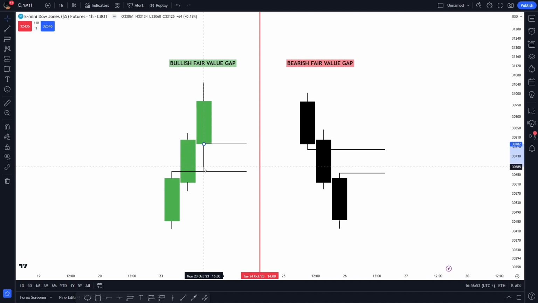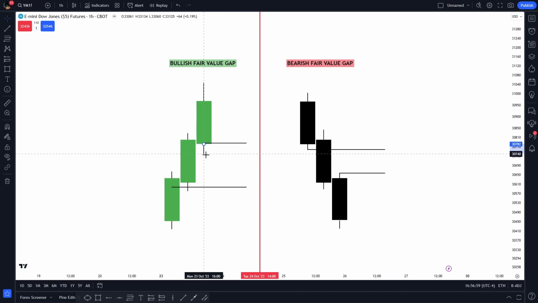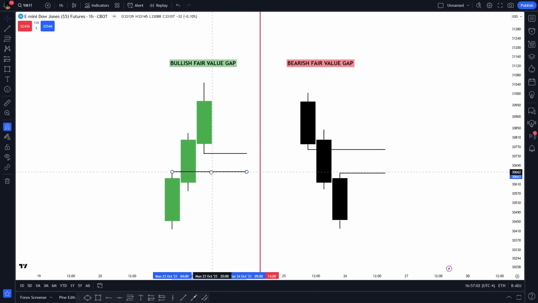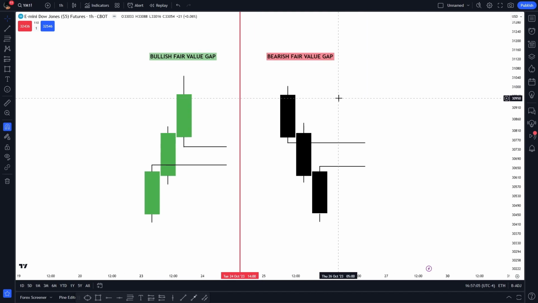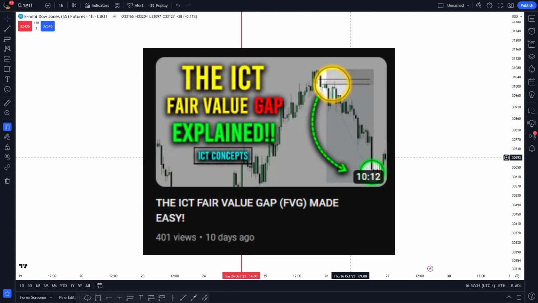Had it looked like this, there would be no space in between, and therefore it would not be a fair value gap, right? And in a bearish example, exact same thing. A bearish fair value gap is the space between the bottom of the first candle and the top of the third candle. This space in between is what we classify as a bearish fair value gap. And again, had it looked like this, there would be no space in between, and therefore we could not classify it as a fair value gap, right? I have a more dedicated video towards the fair value gap, if that is of any interest.